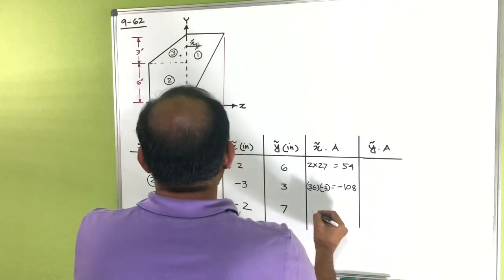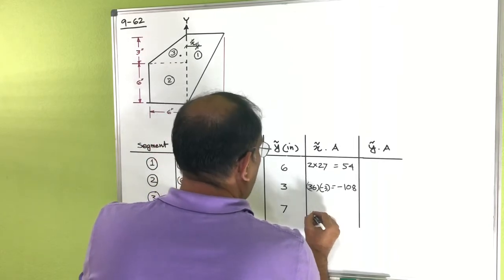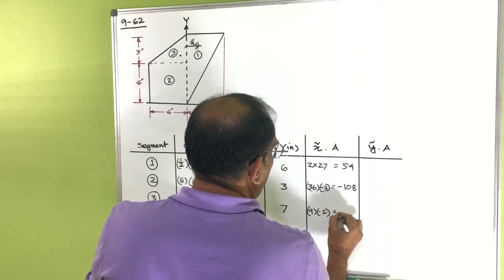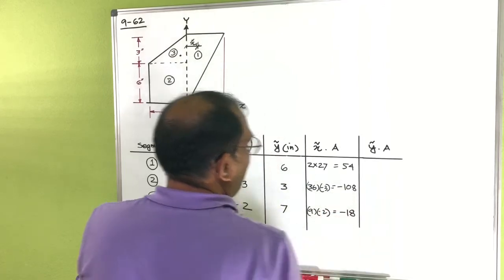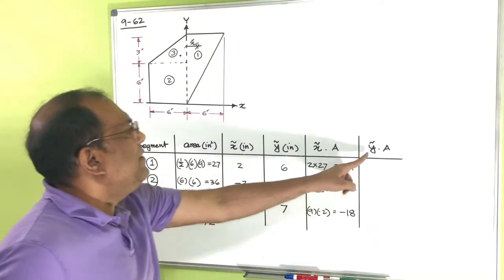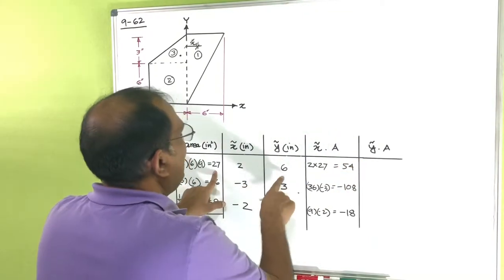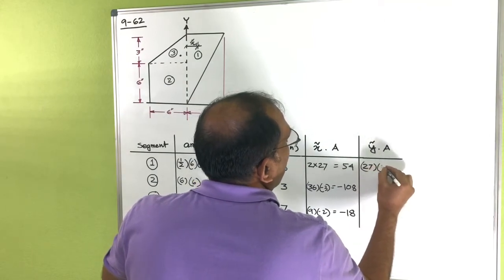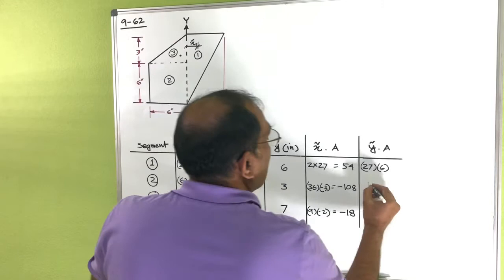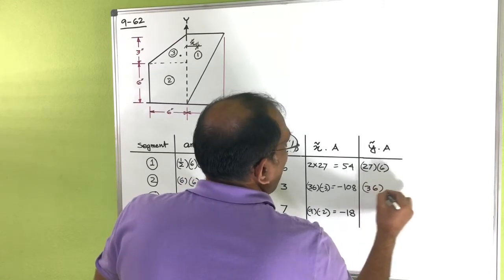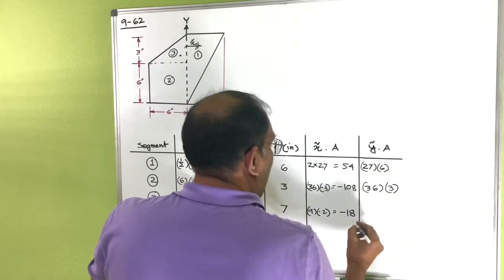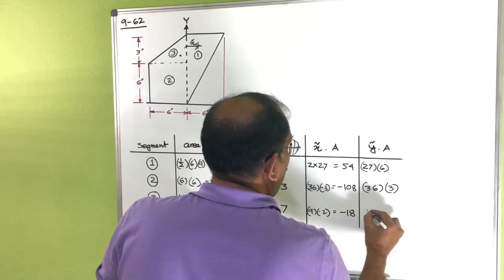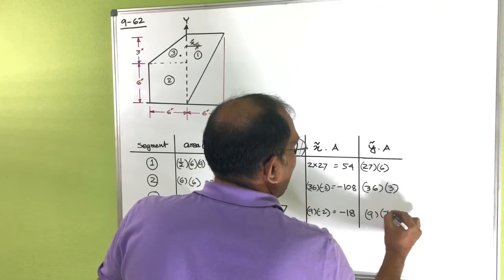That would be 2 into 9. Okay, similarly I can fill that one here. That's basically this into this. This one is 36 into 3, and this one is 9 into 7.